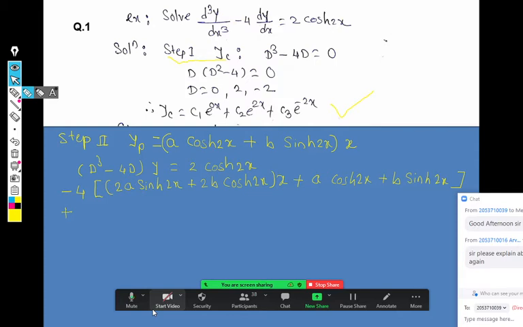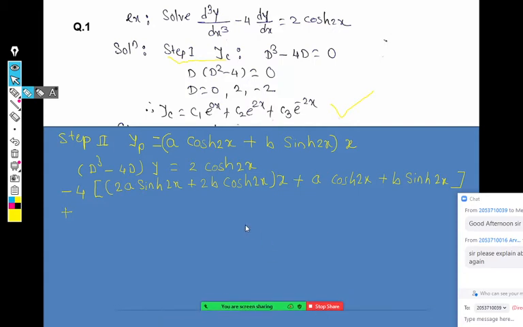So let me ignore them, because such lengthy questions will not come in the exam. We can do it, it just takes time. What will happen at the end when you take D cubed of y? You have to collect the cosh 2x terms together and the sinh 2x terms together, and equate the coefficients of cosh 2x and of sinh 2x. You will get that a and b, and then replace it here, and that will give the particular integral. So it's not necessary that the undetermined coefficient method is always simple.